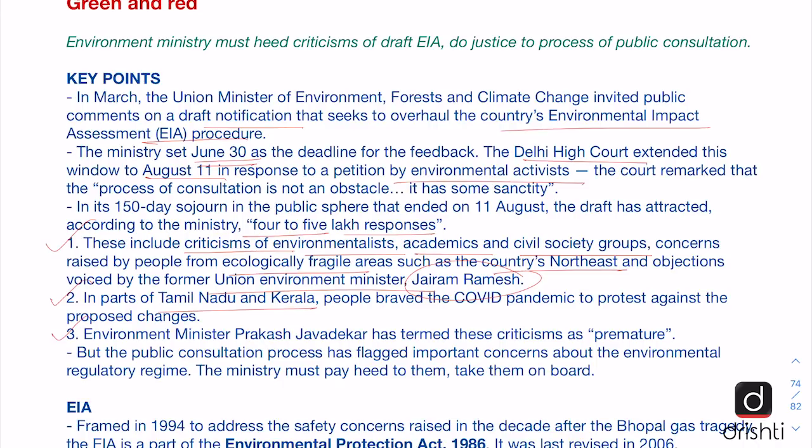The Environment Minister Shri Prakash Javadekar has termed these criticisms as premature because, according to him, it is only a draft notification and it will undergo modification based on the feedback received from the public and experts. But the editorial says that the public consultation process has for sure flagged important concerns regarding the environmental regulatory regime and the ministry must pay heed to them.